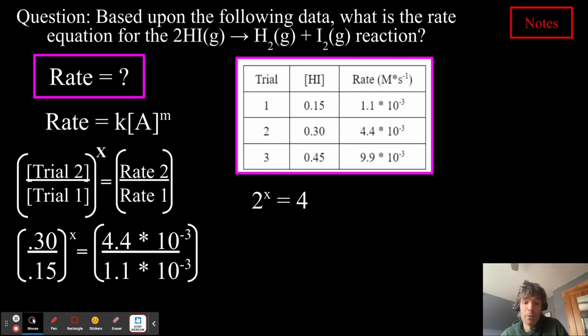So 2 to what power gives you 4? Well, 2 to the second power. That means that this reaction is second order in regards to hydrogen iodide. So that's how you'd write the answer.